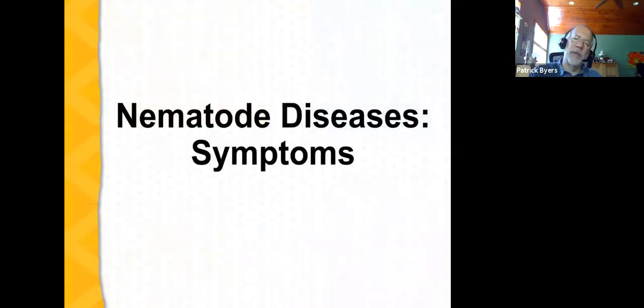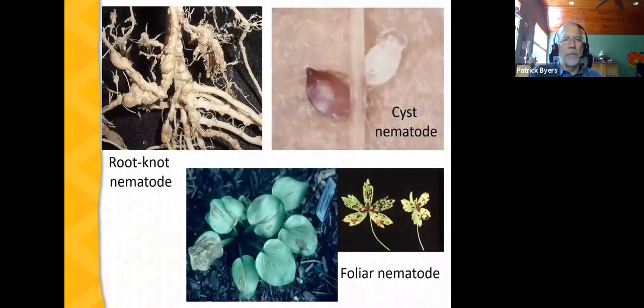Some of the symptoms of nematode diseases. A common symptom, of course, is on the root systems, and obviously it's easy to miss these symptoms if we don't unearth plants, but part of the diagnostic process on plant diseases is to examine the entire plant. And we may have above ground symptoms, but the actual cause may be at or below the soil surface.